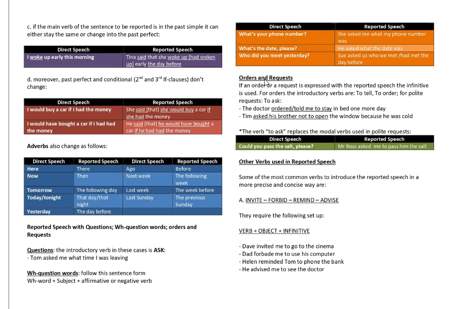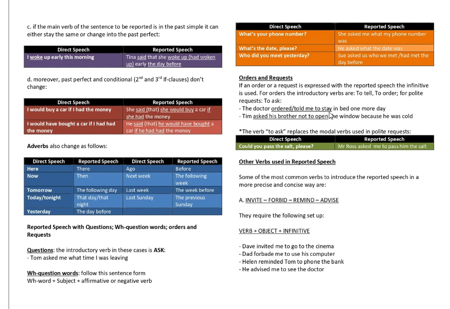the examples for orders and requests. In the case of orders, the introductory verbs are to tell and to order, whereas for polite requests we use to ask. The doctor told me to stay in bed one more day. Tim asked his brother not to open the window because he was cold. Notice that in such cases we have the introductory verb, either ordered or told, followed by the infinitive to stay.